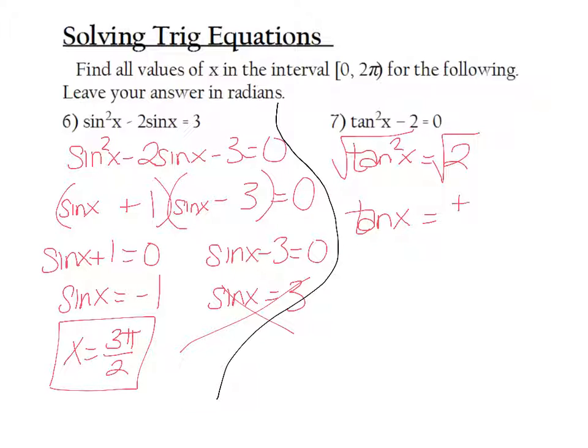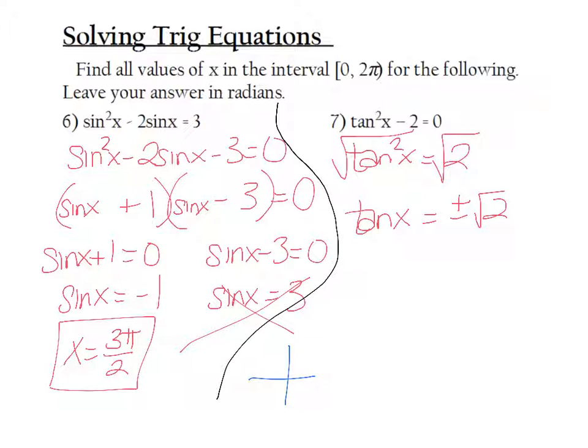Remember that when you square root both sides, it's going to be a plus or minus root 2. Every once in a while, we get these problems that aren't off of the unit circle. I know it sounds crazy, but everything doesn't fall on the unit circle. Sometimes you're going to get some other numbers. When is tangent root 2? Well, never on the unit circle. But I could still go to my calculator and get an approximation for that.